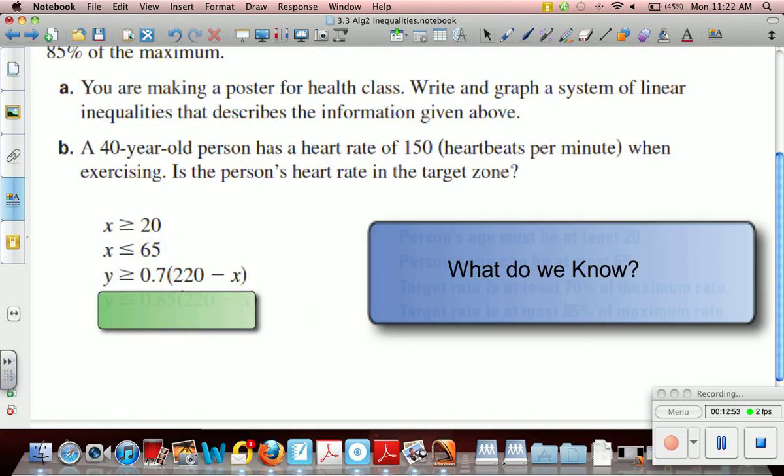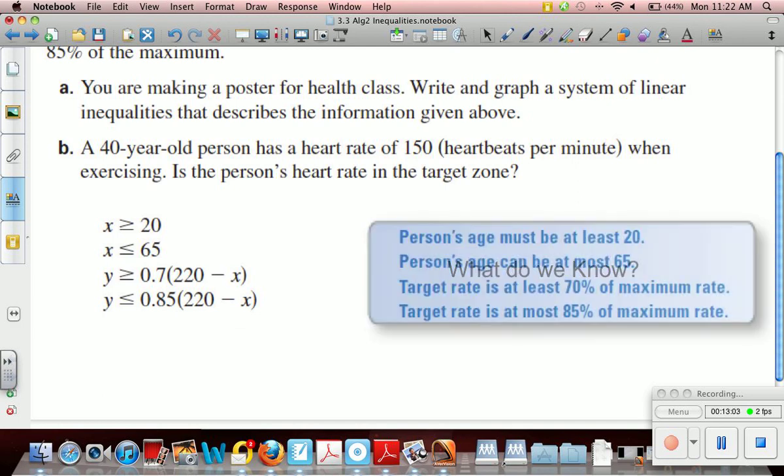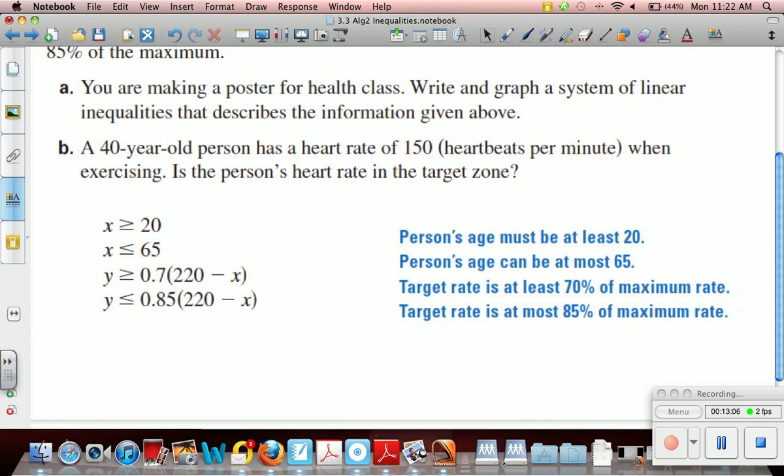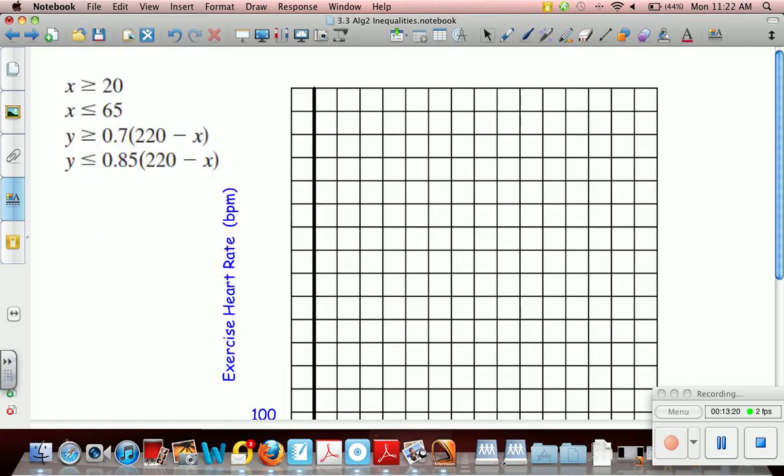And then we have 0.85, which is 85% of the maximum of 220 minus x. So that's what we know. We know the person's age, we know the person can be at most 65, and the target rate is 70% of the maximum rate, and at most 85% of the maximum rate. So we're going to graph these. So this is the information that we have.